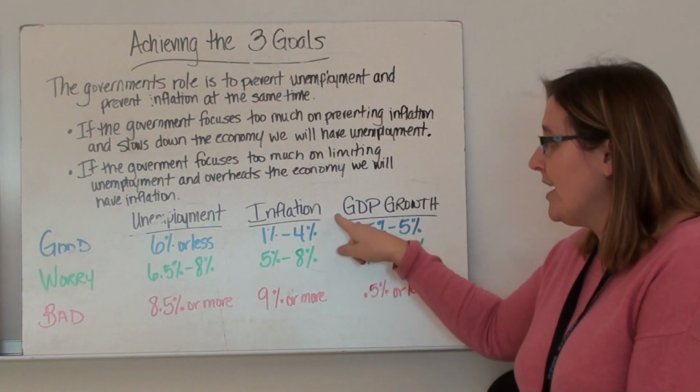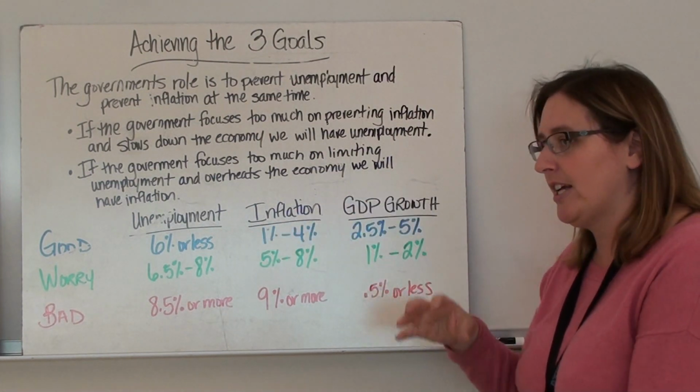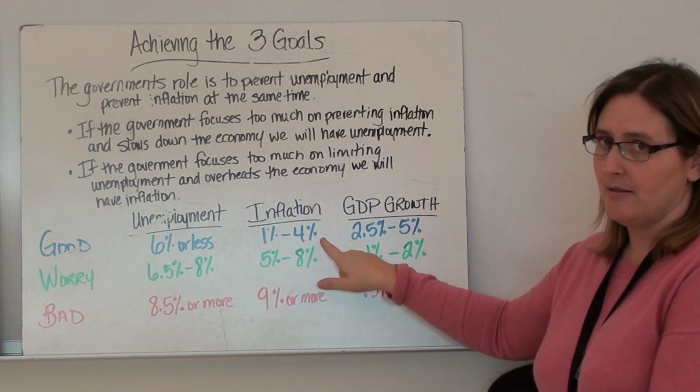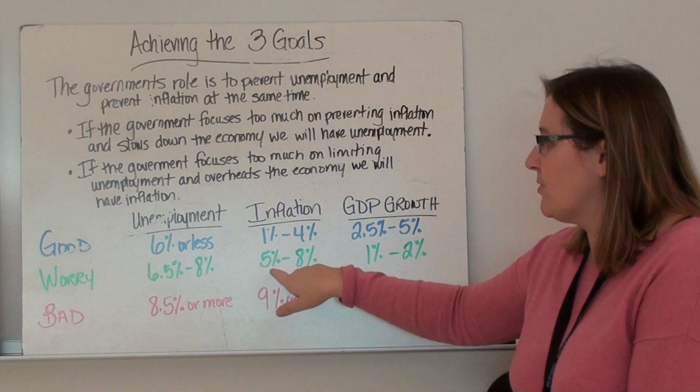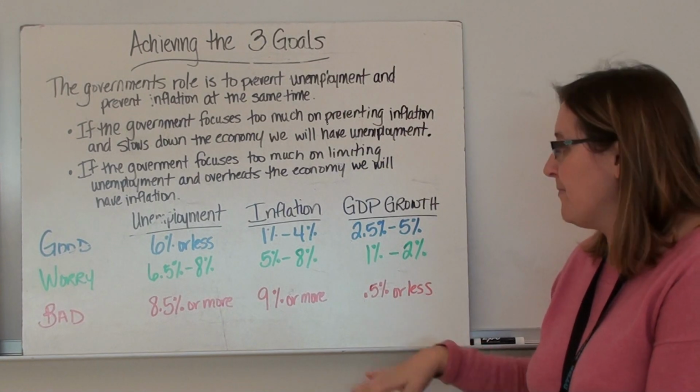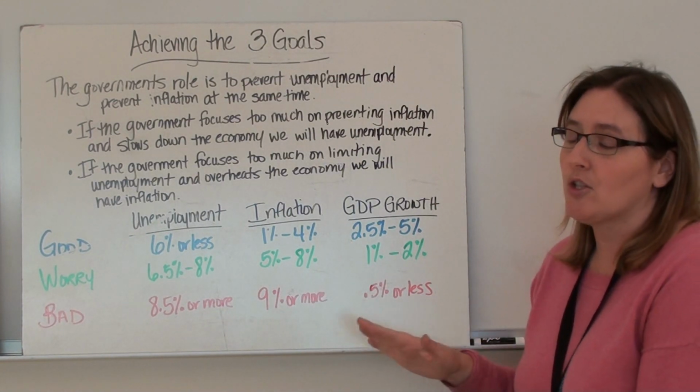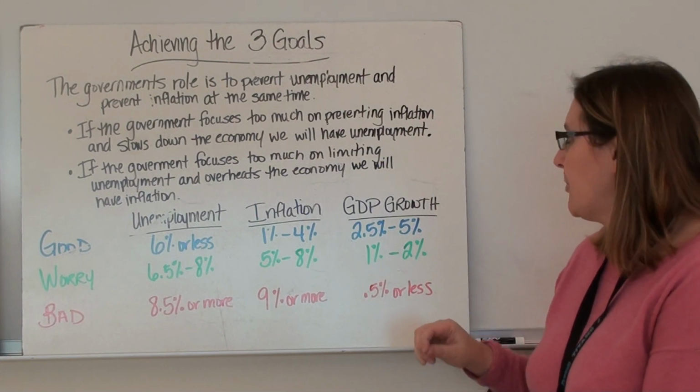For inflation-wise, we want the inflation rate, the prices going up, to be between 1 and 4%. So that's good. If it's between 5 and 8, we start to worry. And if it's 9% or more, that's bad. It's going too fast, things are going to go wrong.